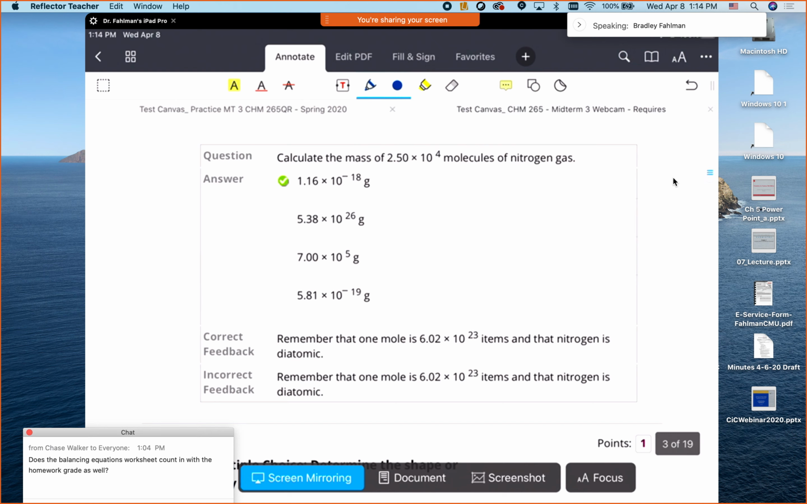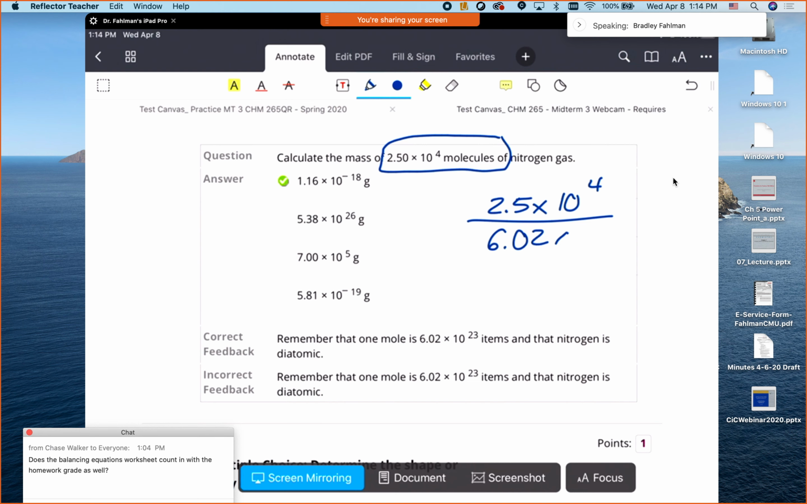Okay, this one, calculate the mass of so many molecules. And so whenever you have a number of something, you're going to have to use Avogadro's number somehow. And so this is 2.5 times 10 to the 4. You divide by Avogadro's, and so that will give you the moles. That divided by 6.02, so that is 4.15 times 10 to the minus 20 moles.